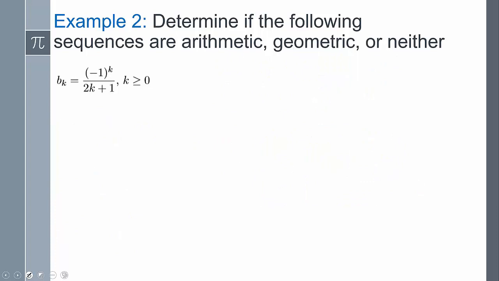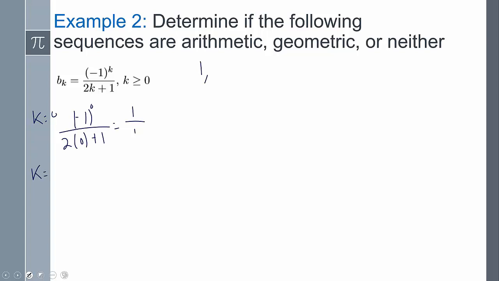So for this one here, determine if it's arithmetic, geometric, or neither. Once again, let's establish a pattern. Let's plug in values starting with 0. This is for k equals 0. So I get -1 to the 0 over 2 times 0 plus 1. Well, -1 to the 0 is 1, so 1 over 1, so I get 1.